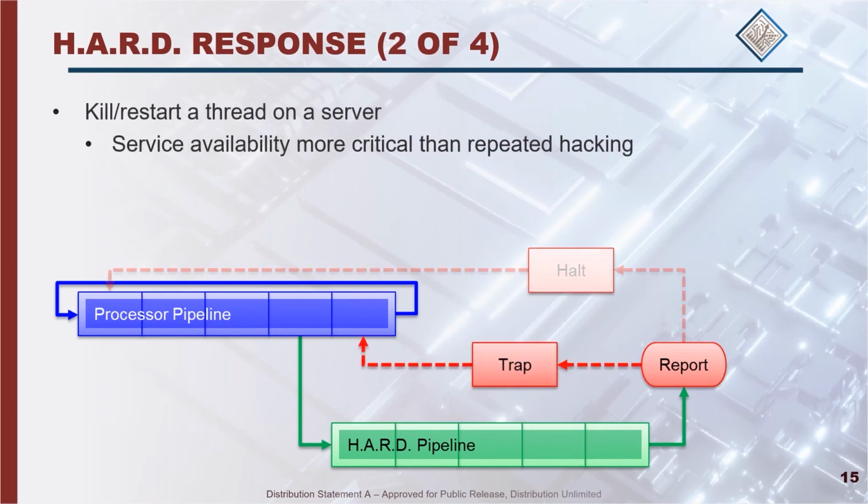In another type of response, we can trap that and bring that back into the main processor as an interrupt. This would let the operating system decide on how to respond to the reported attack. It could kill that thread, it could restart something, it could change the settings in the operating system. There's a number of different possibilities that can happen with trapping the report and reporting it back through an interrupt.